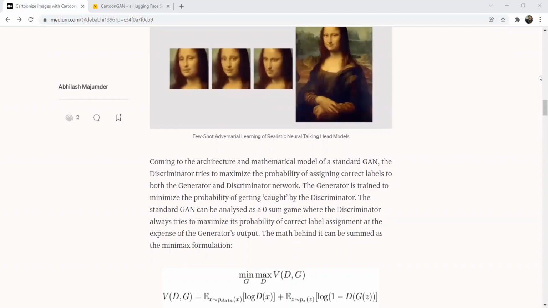maximize the probability of assigning correct labels, as it should be, because it has to decide whether the particular generated image is the real world image or just a cartoon illustration of that. The generator is trained to do just the opposite. It is trained to minimize the probability of getting caught by the discriminator. If you were to see this, it will appear as a minimax kind of a game. So the standard GAN can be analyzed as a zero-sum game or a minimax game, where the discriminator always tries to maximize its probability of being correct by assigning correct labels at the expense of the generator's output.